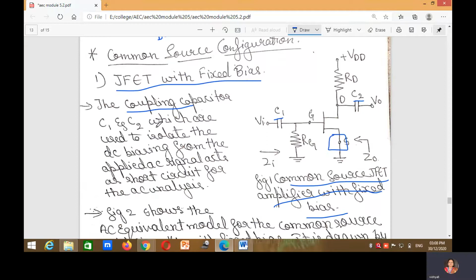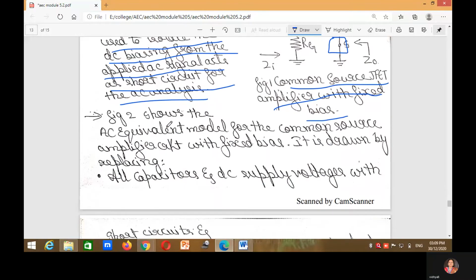C1 and C2 are the coupling capacitors, which are used to isolate the DC biasing from the applied AC signals. They act as a short circuit for AC analysis. When you consider the DC analysis, they become an open circuit. When you draw the DC equivalent circuit, we make capacitors open circuit. When you draw the AC equivalent circuit, we make the capacitor connections short circuit.